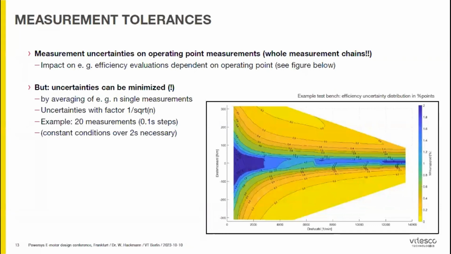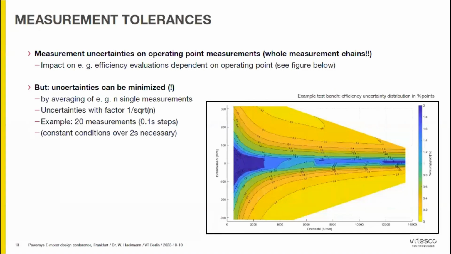So don't worry about measurement tolerances. The technique is so extremely good, so no impact from this. But we can check what the situation is. So you see here an example. We have here a map, torque, speed, and here you see the accuracy or the efficiency uncertainty dependent on operating point.